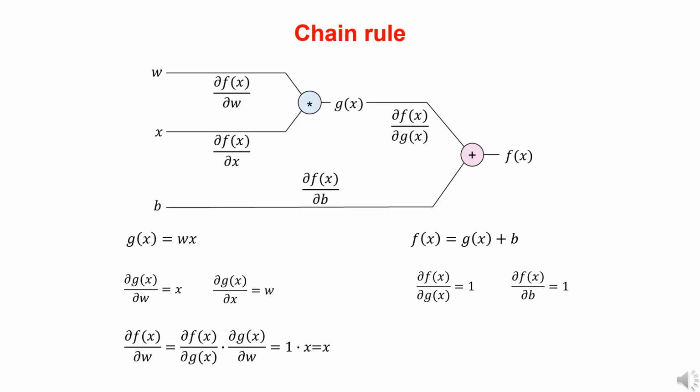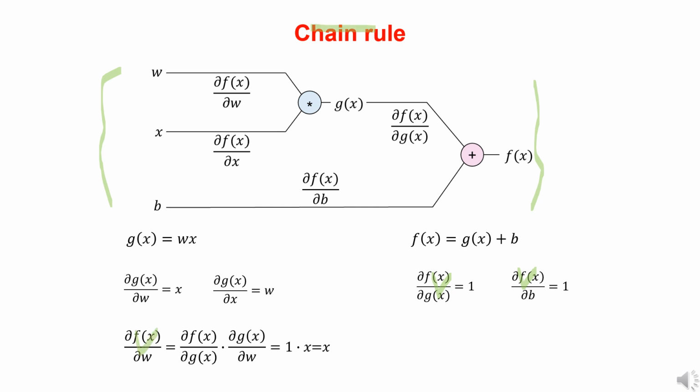Let's apply the chain rule to the example from the previous slide. We were able to easily calculate the partial derivatives of function f with respect to g and b, but f does not directly include omega and x, so we cannot directly differentiate with respect to them. However, by using the chain rule, we can differentiate f with respect to omega.